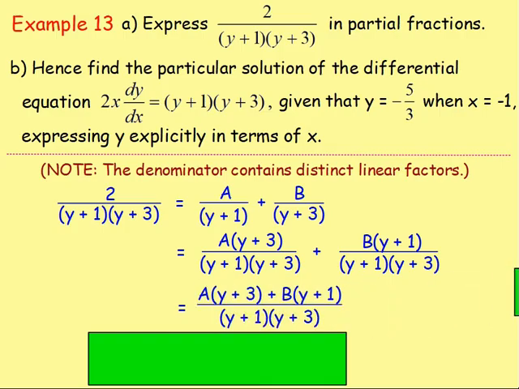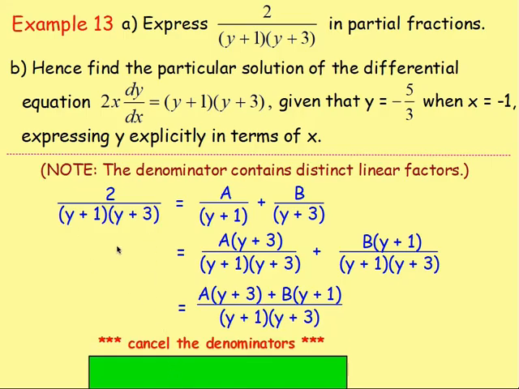Perfect, we add them. So we'd get a times (y + 3) plus b times (y + 1) over (y + 1)(y + 3). And if we look at the left-hand side and the right-hand side, we can see that they are equal, and the denominators are equal. We've got (y + 1)(y + 3) on both sides. So cancel the denominators. In other words, if the denominator is the same, the numerators will also be the same.